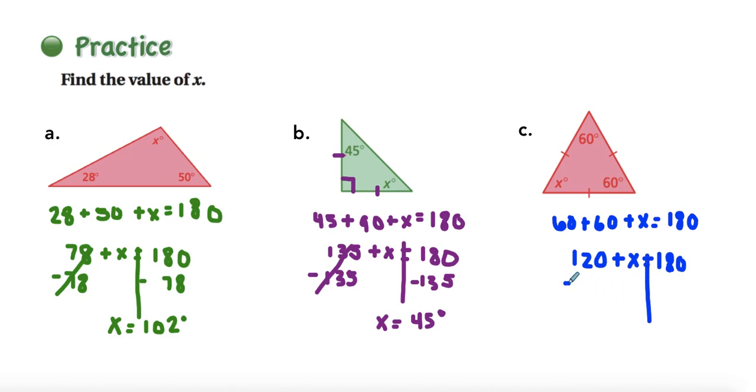We're going to use inverse operations, which means the opposite of whatever operation is given in our problem. So a positive 120 minus 120 cancels out to be 0, and I'm left with x, and 180 minus 120 equals 60. I can also check my answer for this problem because I know that I have 3 congruent sides, which means that all 3 of my angles should be the exact same measurement.